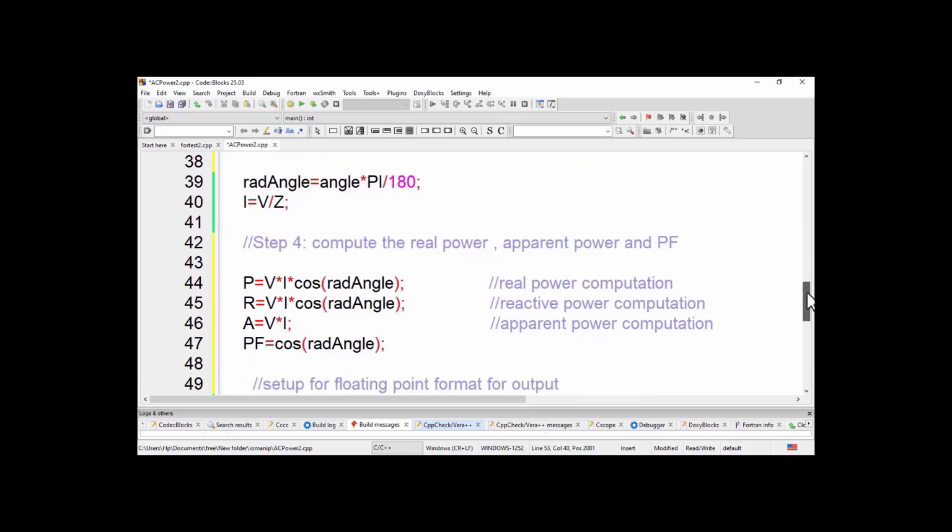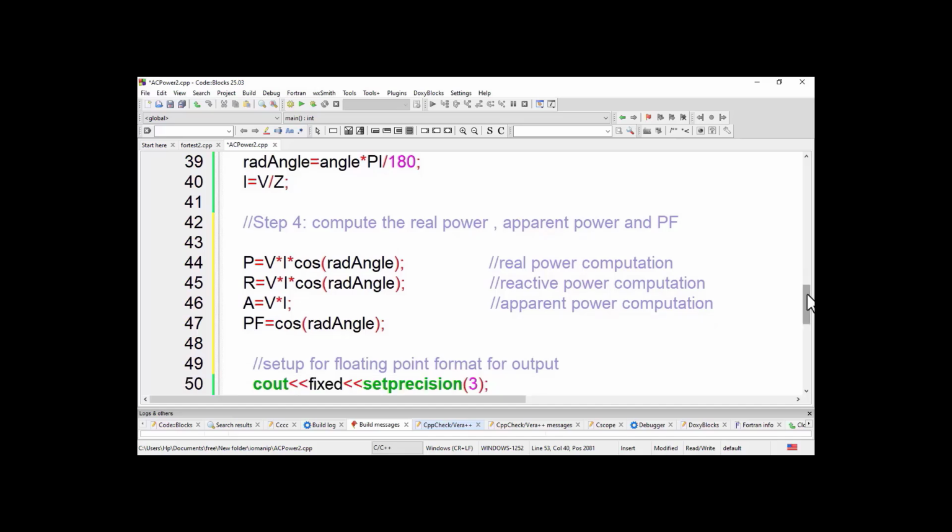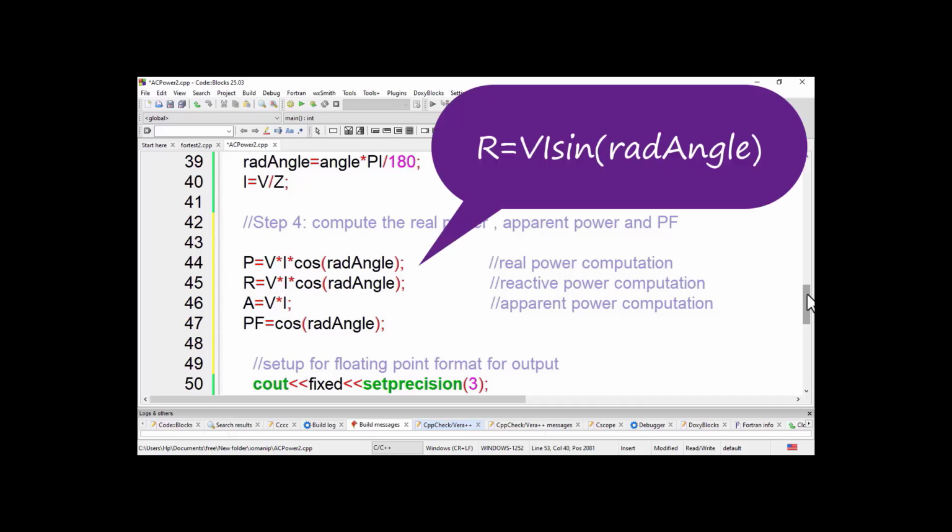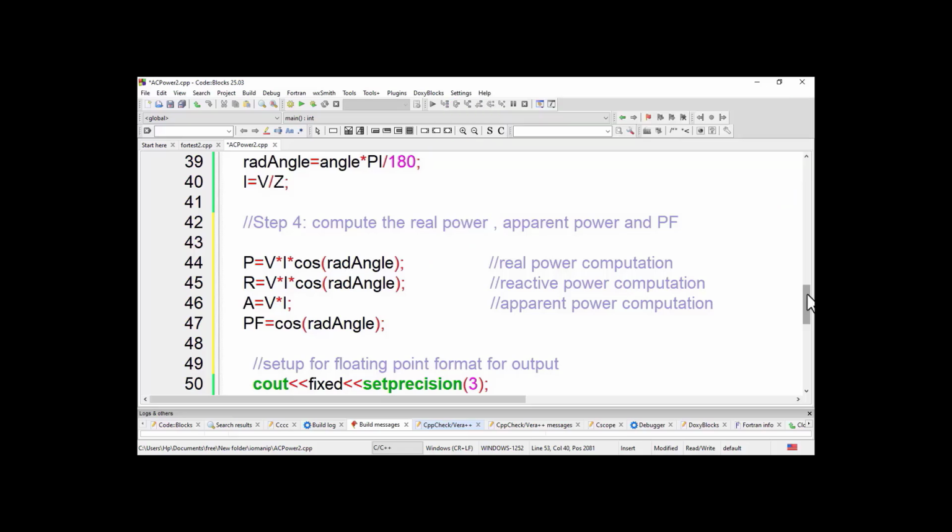Step 4, compute real power, reactive power, apparent power, and power factor. P is equal to V times I times cos of rad angle. So this is real power computation. R is equal to V times I times sin of rad angle. This is reactive power computation. A is equal to V times I, apparent power computation. And the power factor PF is equal to cos of rad angle.